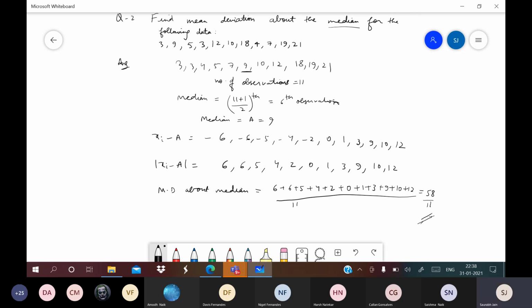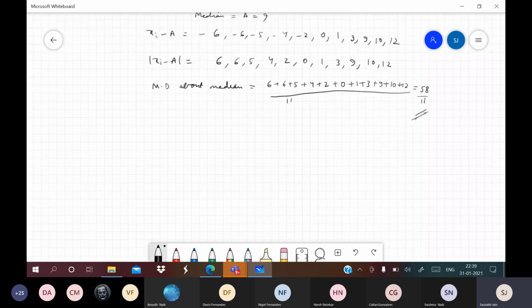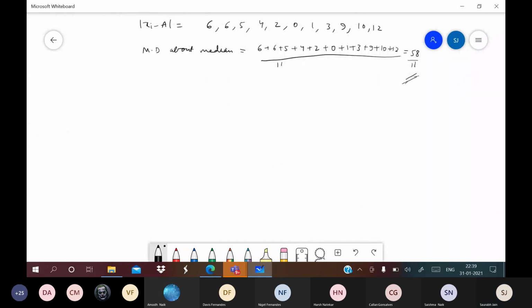So in this way, we find the mean deviation about mean and median for ungrouped data, right? Ungrouped data means individual observations will be given to you. So this is one part. Then after that, there is mean deviation for grouped data. That means grouping is done.